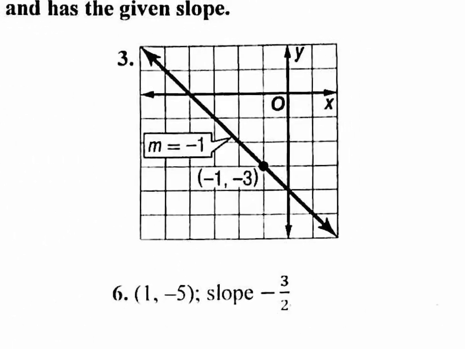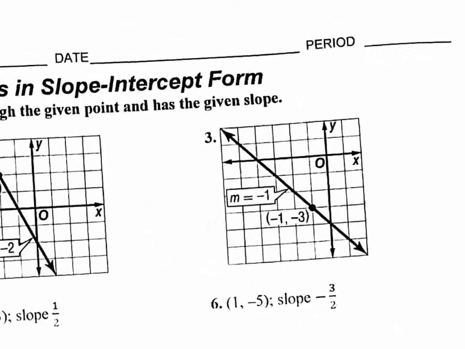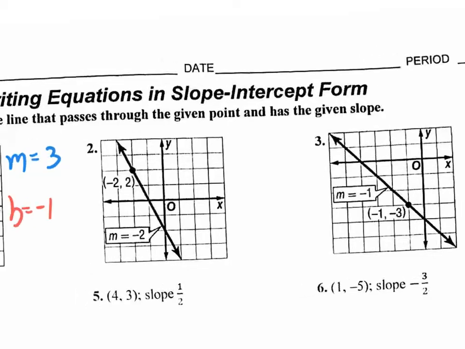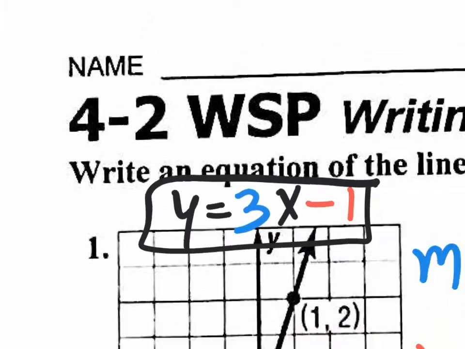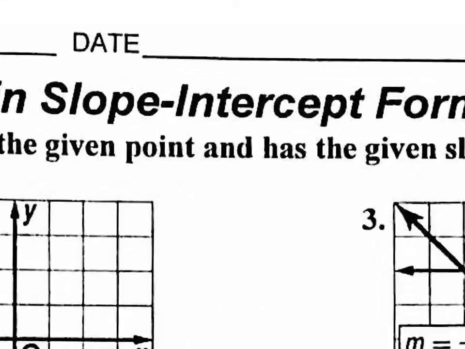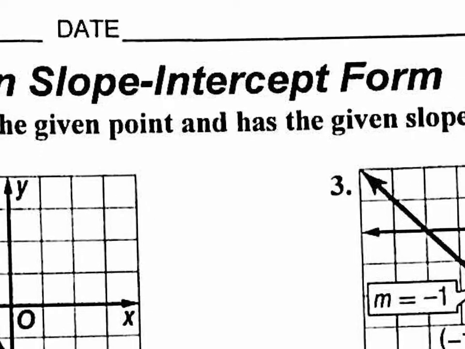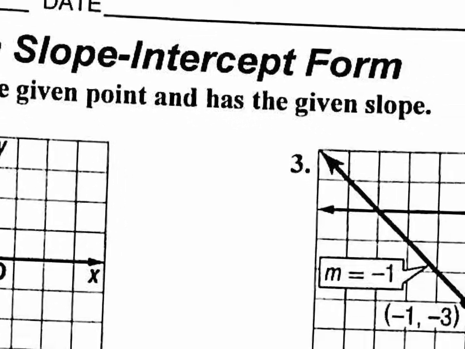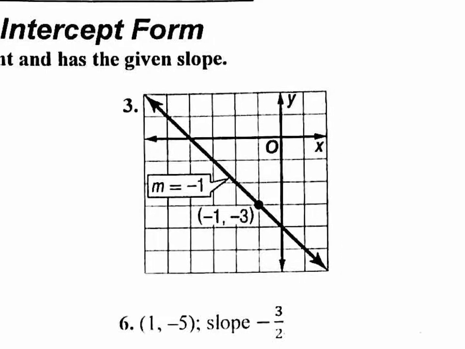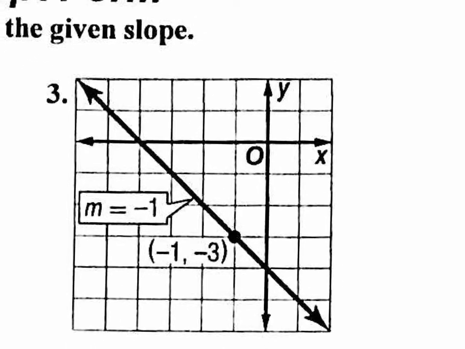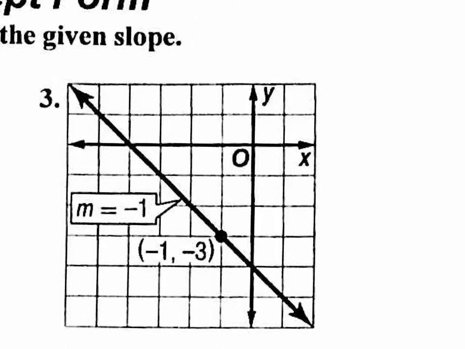This worksheet, by the way, is from section 4.2, which is writing equations in slope-intercept form. Not point slope, it's slope-intercept form. So why am I going back to 4.2 if we've already done 4.3? The reason for that is you could apply today's knowledge of point slope form back in this slope-intercept form equation worksheet. So check it out, guys.